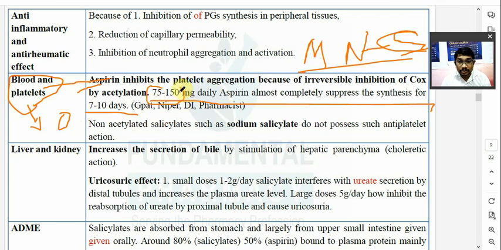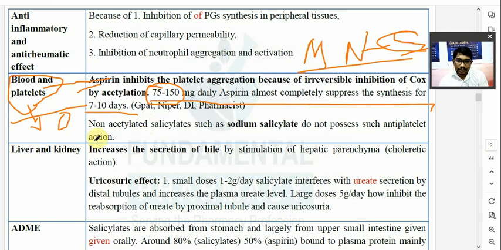Aspirin is used in this dose for the prophylaxis of myocardial infarction or prophylaxis of stroke. So what is the antiplatelet dose? 75 to 150 milligram. So in this dose aspirin is used for the prophylaxis of myocardial infarction or stroke, or post myocardial infarction to prevent coagulation.